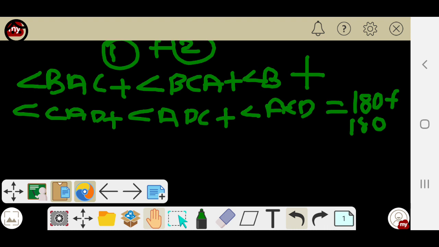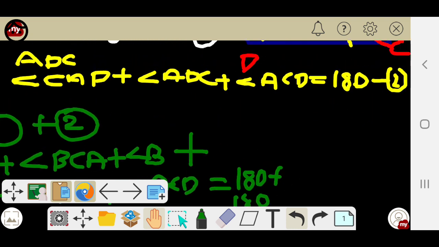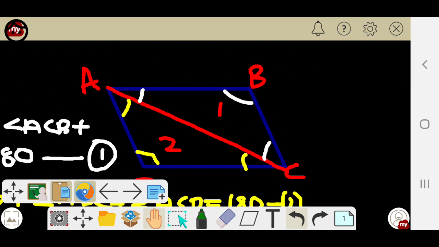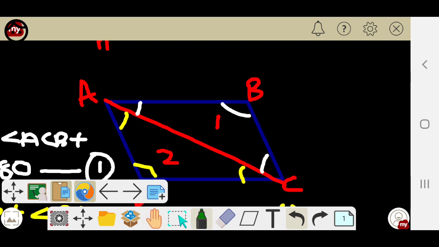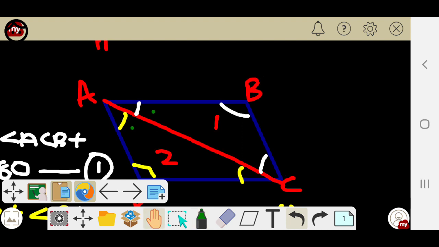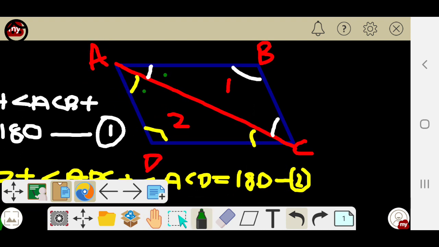Then in the figure, angle BAC plus angle CAD. See here. This is angle BAC. This one is angle CAD. While adding BAC and CAD, we will get the total angle BAD. While adding these two, we will get a total BAD. That is, instead of BAC plus CAD, we can write BAD. Okay.